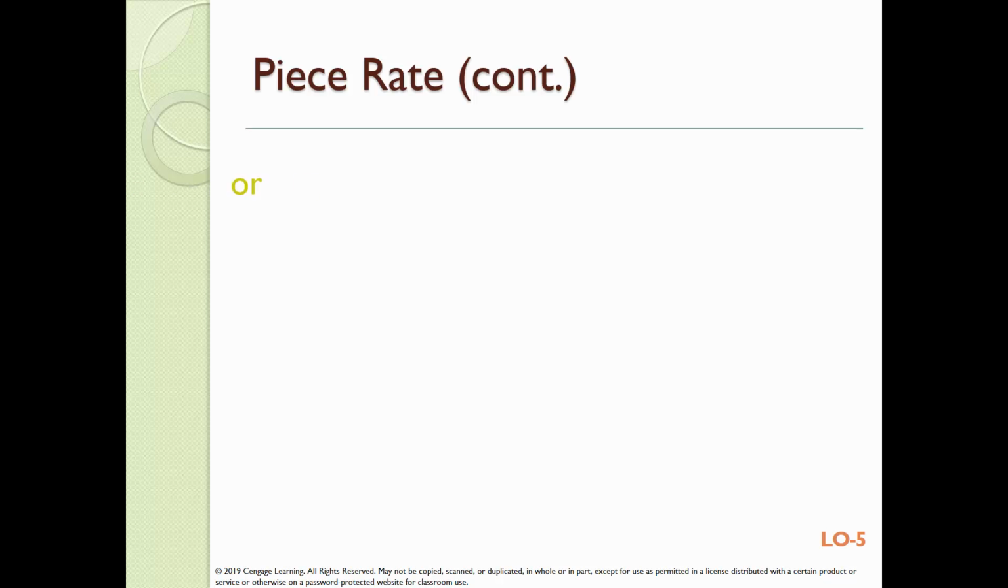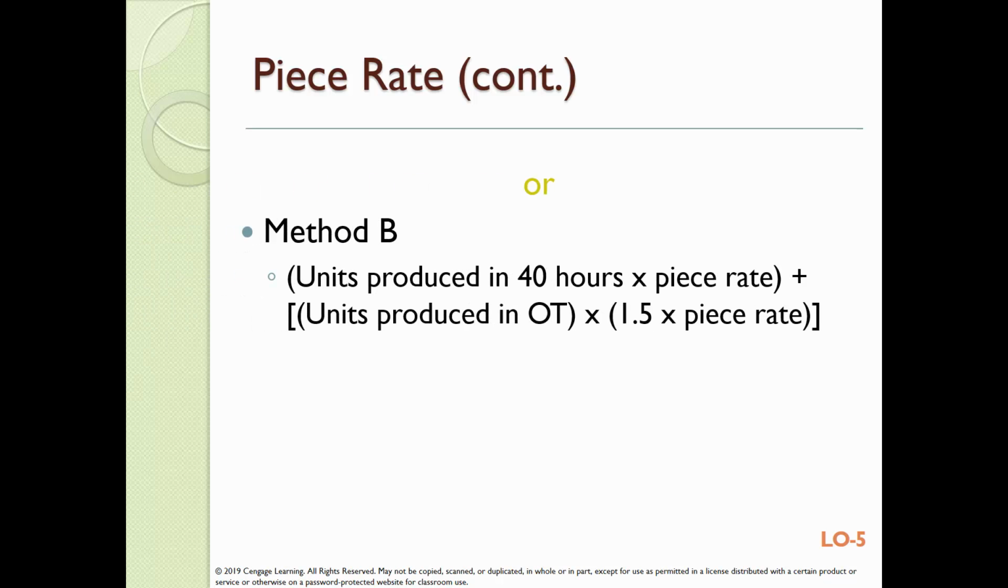Versus method B was what I was talking about a moment ago, where, hey, I get paid a dime a unit for everything I do in the first 40 hours, and 15 cents a unit for everything I do after 40 hours. Okay, so the methods are never going to equal. And we'll see that in an example in a moment. Whichever one's more beneficial to the employee depends upon when he or she produces.